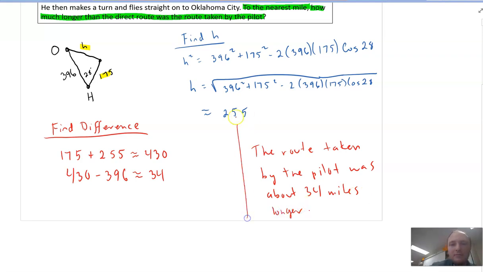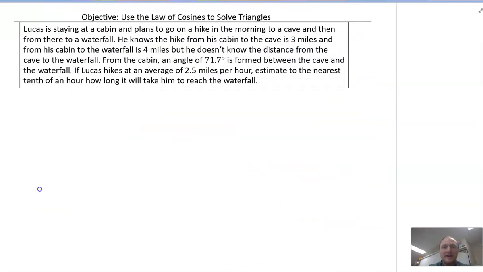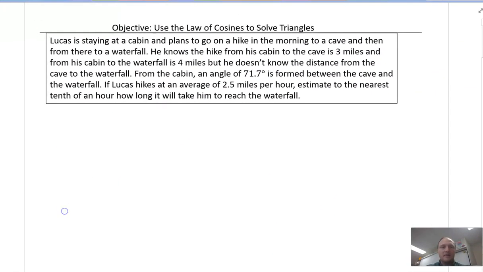Okay, and there you have it. All right. The next problem that we're going to look at says Lucas is staying at a cabin and plans to go on a hike in the morning to a cave and then from there to a waterfall. So Lucas is at a cabin and he plans to go on a hike in the morning to a cave and then a waterfall.